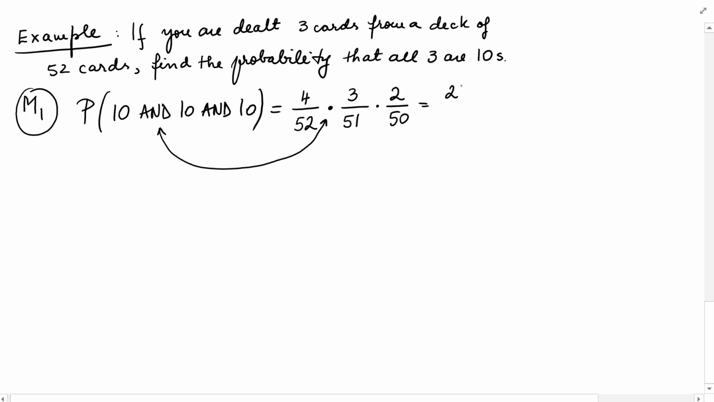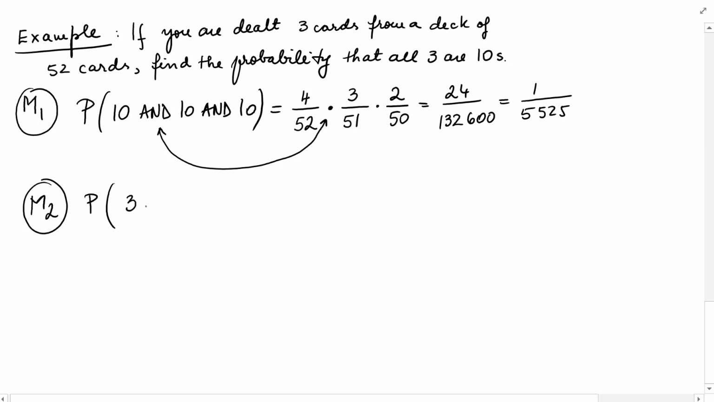So if you do the math, you end up with 24/132,600, which simplifies to 1/5,525. Now the second method is the probability that all 3 are a 10, 3 cards of 10.